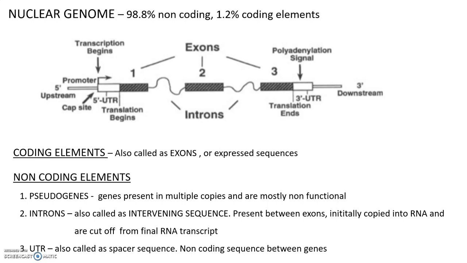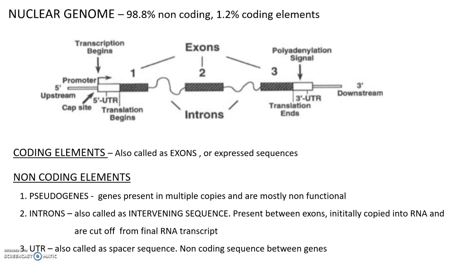That is, this 1.2% encodes functional protein molecules. The coding elements in the nuclear genome are called exons, or also called expressed sequences. The non-coding elements include pseudogenes; these are genes of multiple copies and are mostly non-functional. It also consists of introns. These introns are present between the exons, also called intervening sequences, and they are initially copied into RNA, and then cut off from the final RNA transcript.